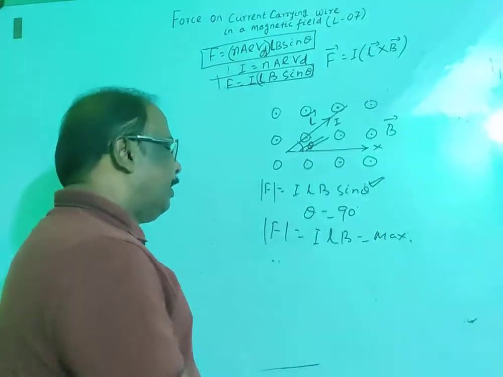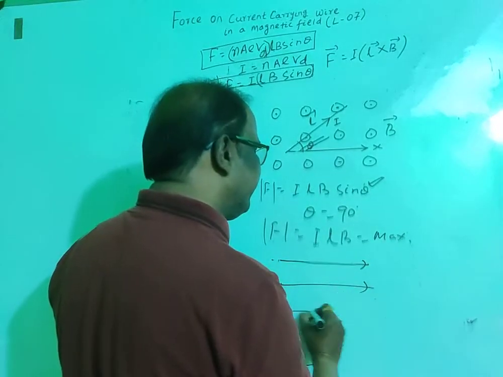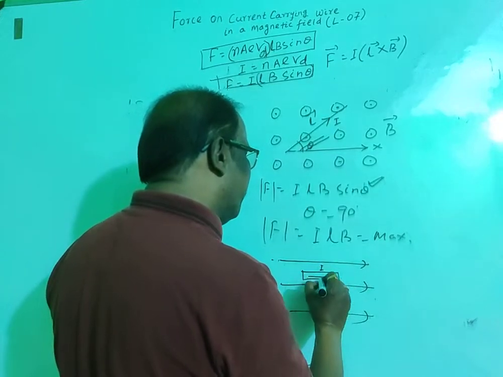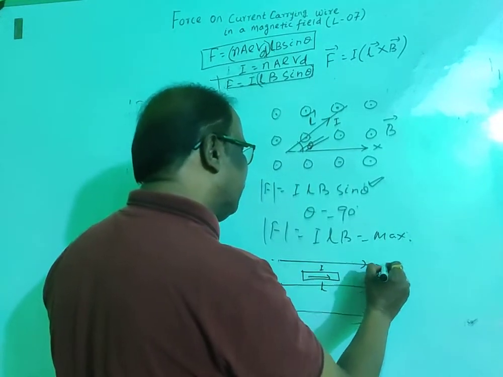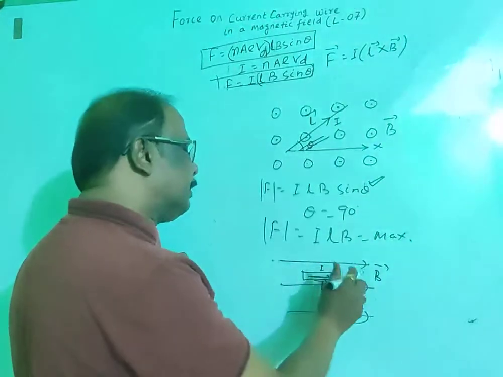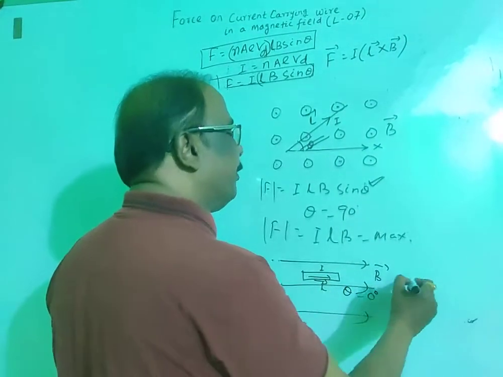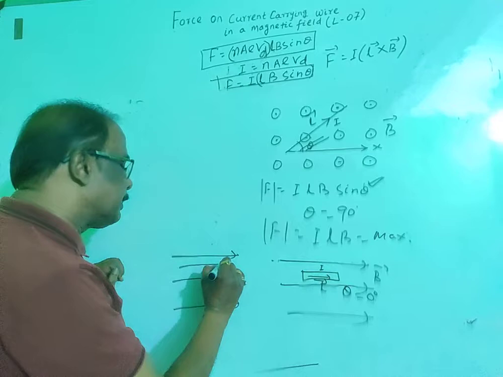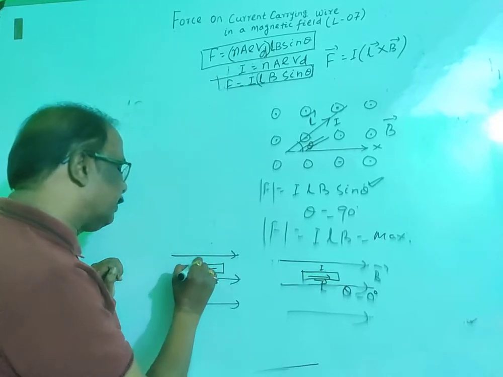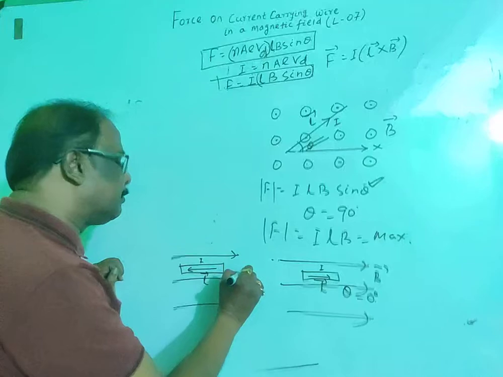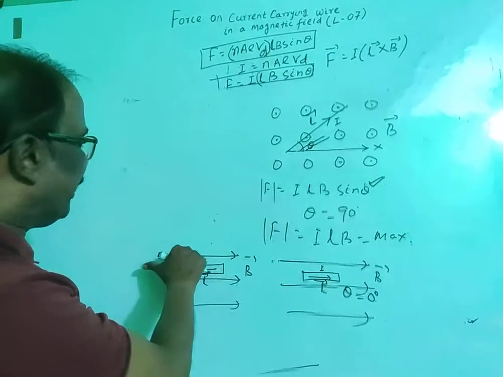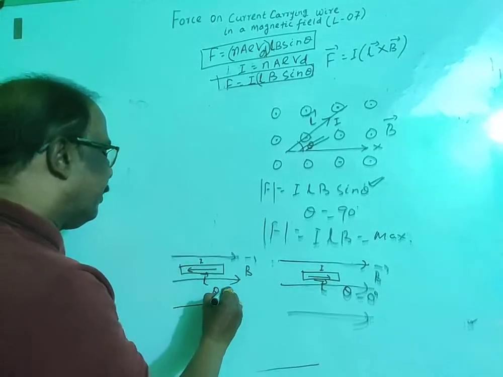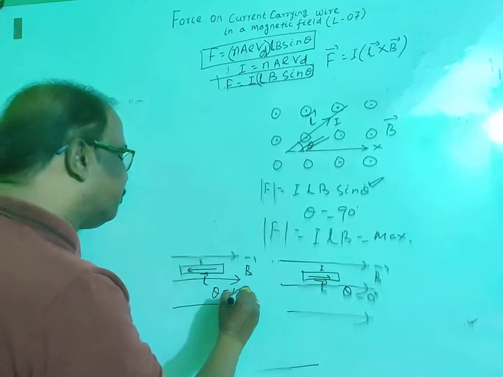Okay, suppose this is a magnetic field like this, and a current carrying conductor is kept like this, in which current is flowing. This is L, and here the magnetic field is B. Here the direction of length is along the direction of current, and theta is 0 degrees. And in the next case, this is the direction of magnetic field, and this is the current carrying conductor. Let current flow along this direction; this is the direction of length, and this is the direction of magnetic field. Here the angle between magnetic field and length is 180 degrees.